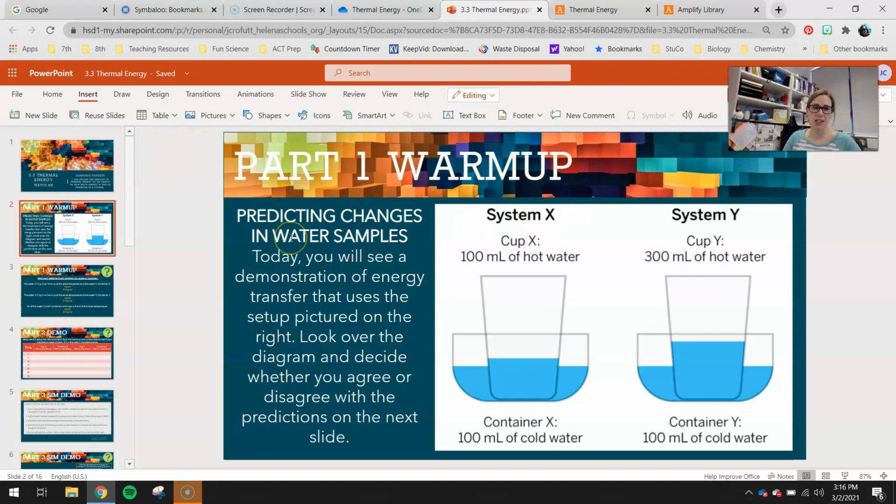All right. So, predicting changes in water samples. Today you will see a demonstration of energy transfer that uses the setup pictured on the right. Look over the diagram and decide whether you agree or disagree with the predictions on the next slide. So we have system X, which consists of cup X, submerged in container X. Container X has 100 milliliters of cold water. Cup X has 100 milliliters of hot water. Okay, system Y, on the other hand, has 300 milliliters of hot water in the Y cup, which is submerged in the Y container, holding 100 milliliters of cold water.